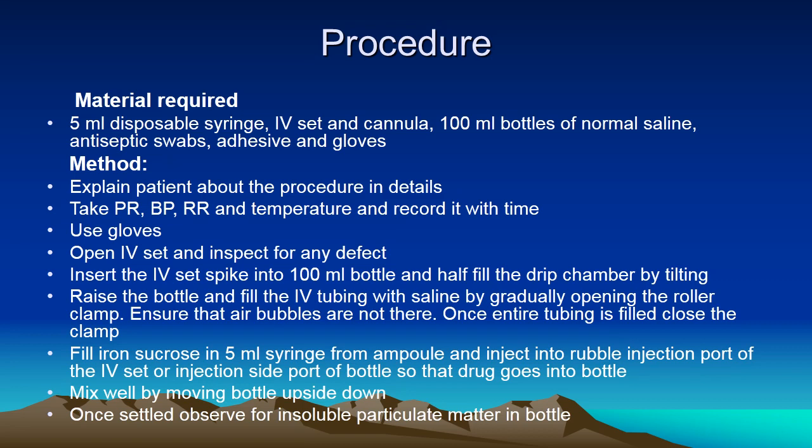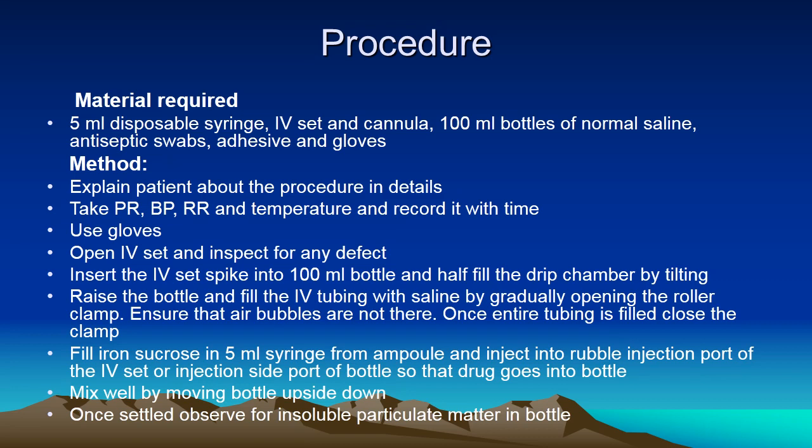Method: explain the patient about the procedure in detail. This is important. Take pulse rate, blood pressure, respiratory rate and temperature and record it with time. Use gloves. Open IV set and inspect for any defect. Insert the IV set spike into the 100 ml bottle and half fill the drip chamber by tilting the bottle. Raise the bottle again and fill the IV tubing with saline by gradually opening the roller clamp. Ensure that air bubbles are not there.